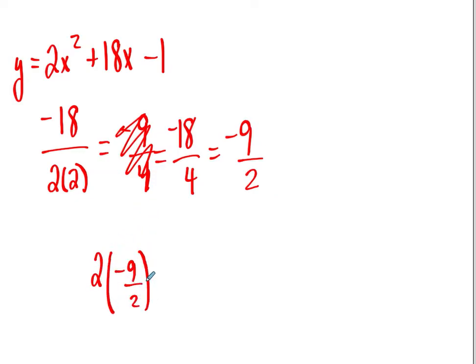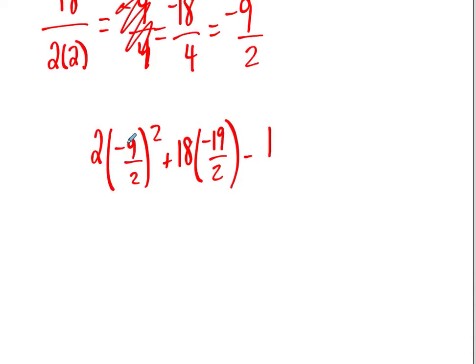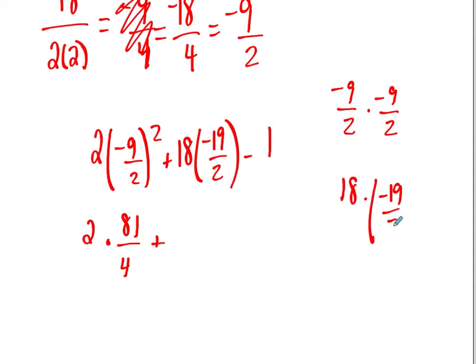So if you plug that back in, how do you do that? So what's negative 9 over 2 squared? You have to do the exponents first. Negative 9 times negative 9 will be positive 81 over 4. Good. Times that by 2. Plus 18. And then you're going to do negative 19 times. And you wouldn't, no, because it's not squared. You don't have to square this, right?